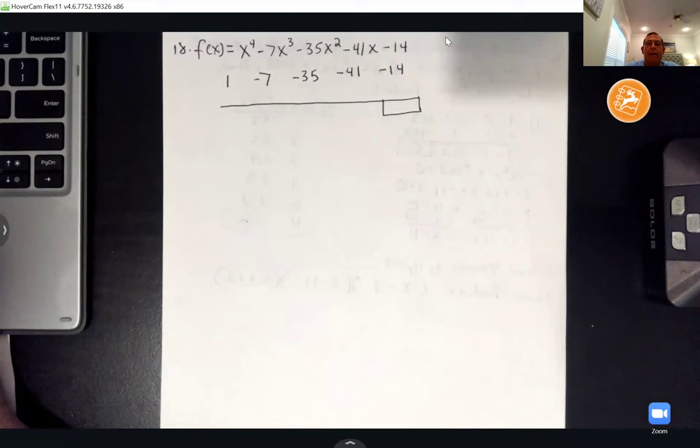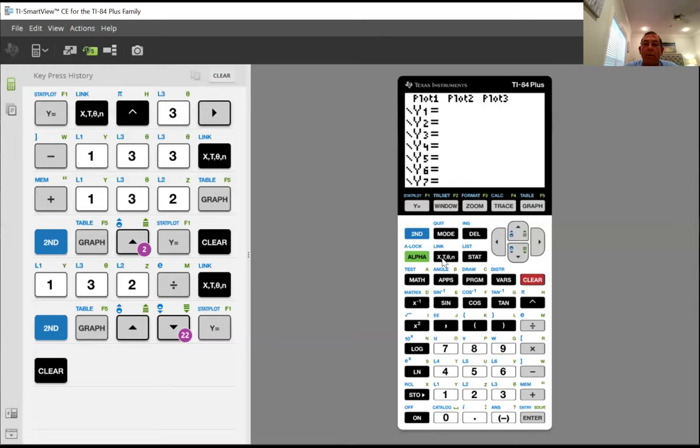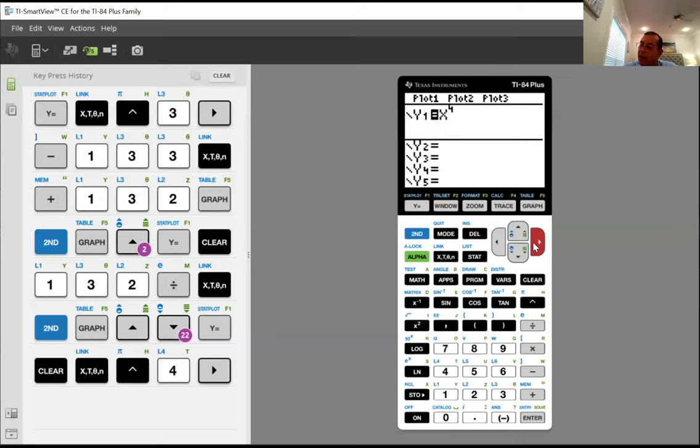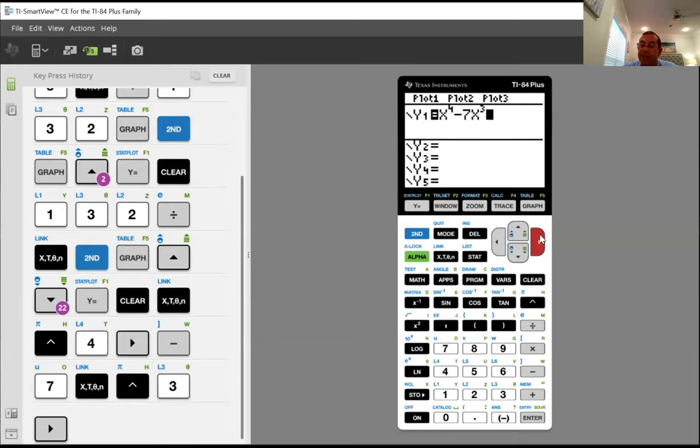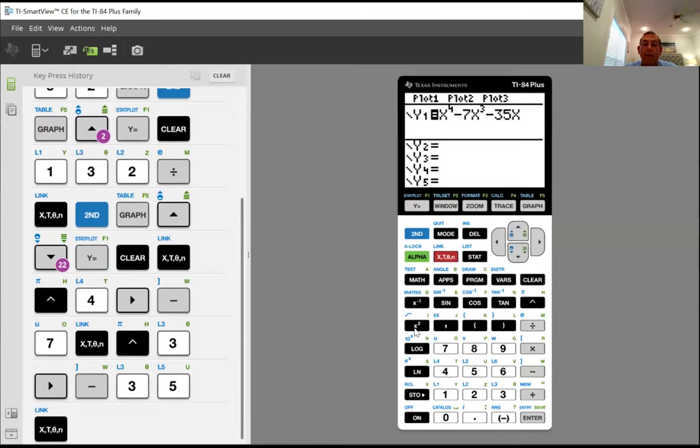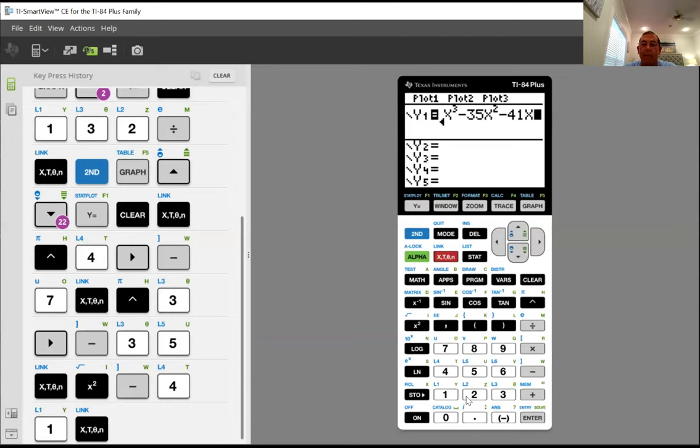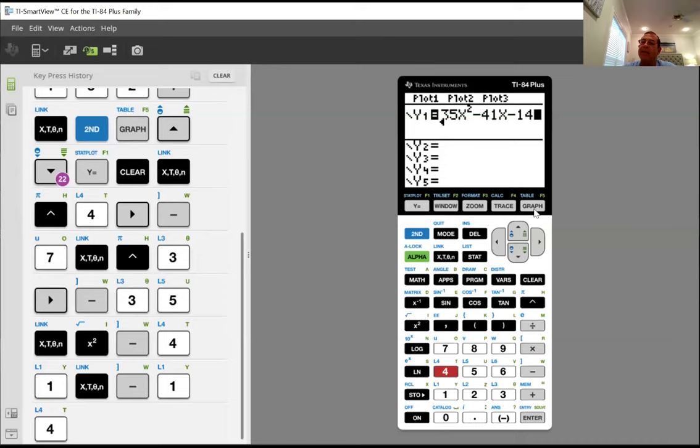All right, you also go to y equals. I'm going to clear this out. So I had x to the fourth. All right, arrow down. Minus 7x to the third. Arrow down. Minus 35x squared. Minus 41x. Minus 14. All right, so I'm going to graph that and see if I can tell where this is crossing the x-axis.